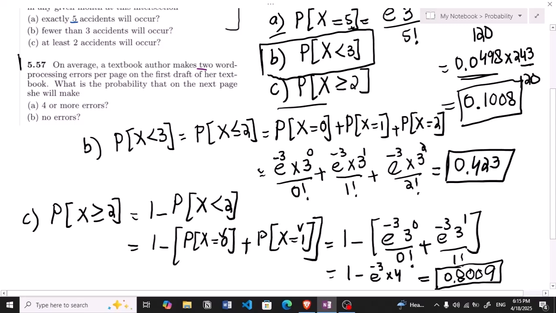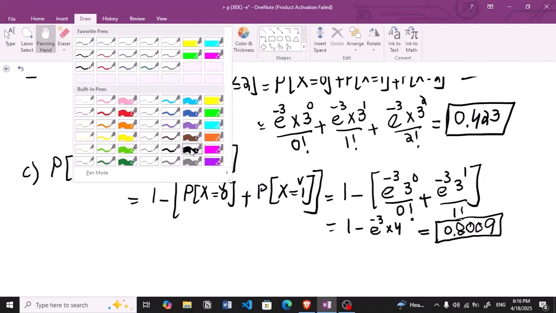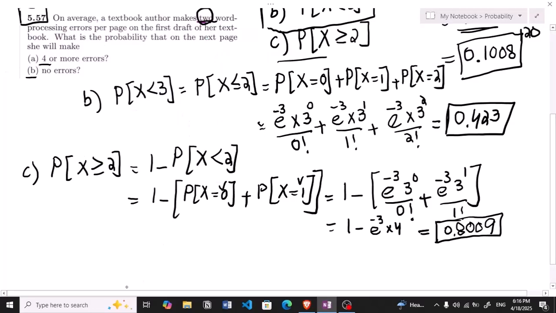Now let us proceed to question 5.57. On average, a textbook author makes 2 word processing errors per page on the first draft of her textbook. What is the probability that on the next page she will make A, 4 or more errors and B, no errors? In this question again the average value is given, which is 2, and the formula is already given.